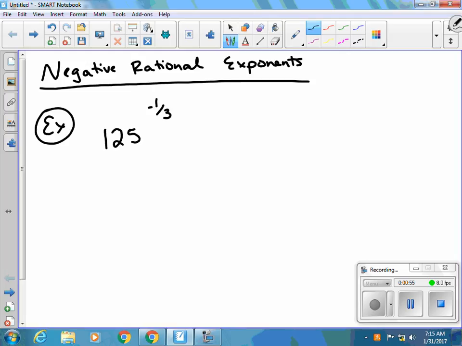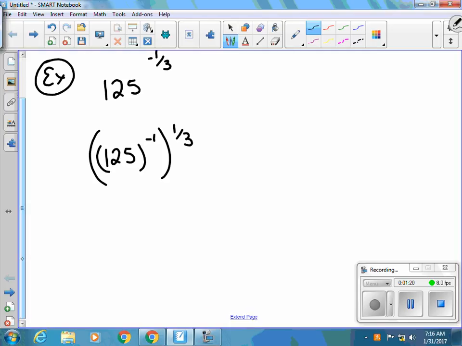So the first thing I'm going to do is break down this fraction. I'm going to break it down into 125 to the negative 1 and then to the power of 1/3. Okay, I think this is a little bit easier. We take care of the negative right away and then we deal with the fraction exponent just like we've always done. So inside my first parentheses, 125 to the power of negative 1 is now going to be 1 over 125. This is now to the power of 1/3.